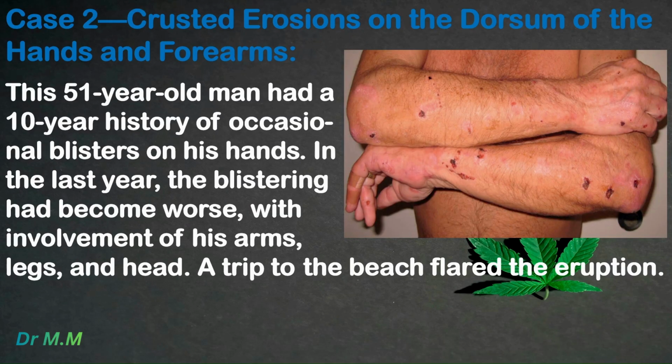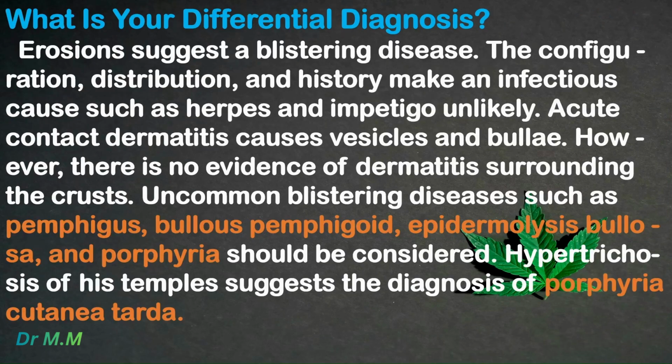Case 2. Crusted erosions on the dorsum of the hands and forearms. This 51-year-old man had a 10-year history of occasional blisters on his hands. In the last year, the blistering had become worse, with involvement of his arms, legs, and head. A trip to the beach flared the eruption. What is your differential diagnosis?